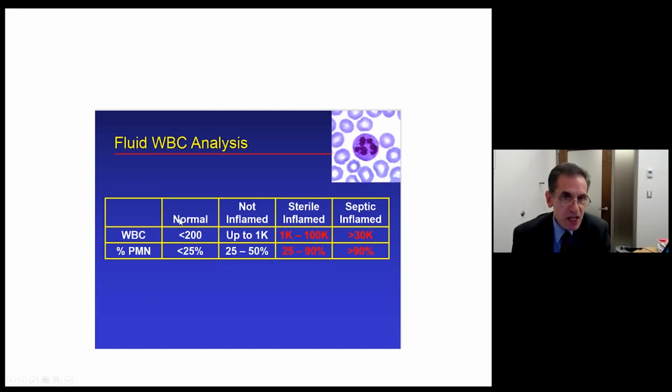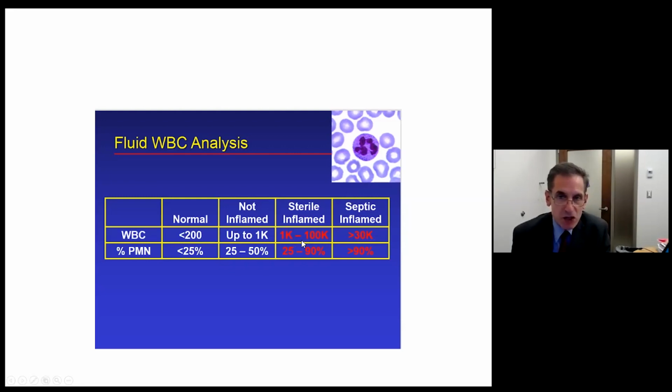So as you can see, when the number of WBCs in the fluid is below 200, that is basically normal. And up to 1,000 is essentially non-inflammatory fluid. However, what you can see is that there's a huge range for what constitutes inflammatory fluid and a large range of overlap between what's considered inflammatory fluid and septic arthritis.